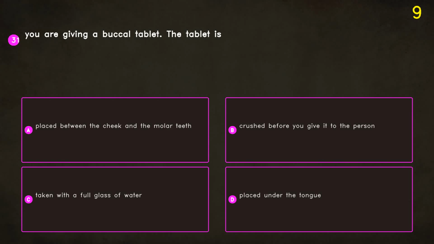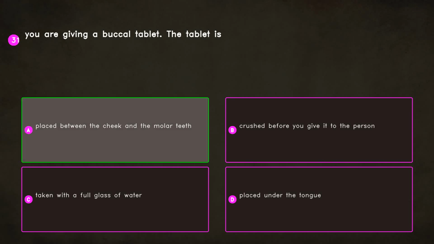Question 31. You are giving a buccal tablet. The tablet is A. Placed between the cheek and the molar teeth. B. Crushed before you give it to the person. C. Taken with a full glass of water. D. Placed under the tongue. The correct answer is placed between the cheek and the molar teeth.